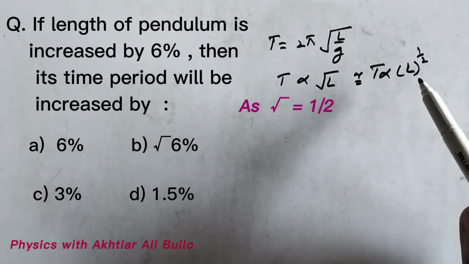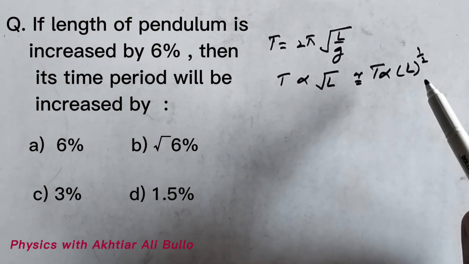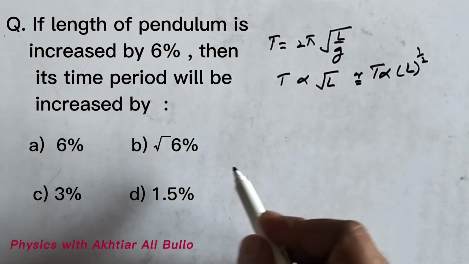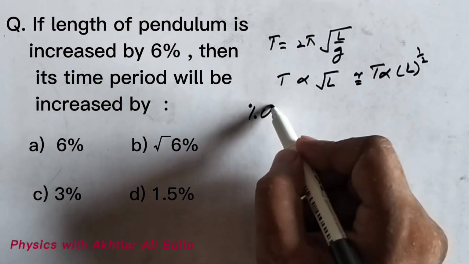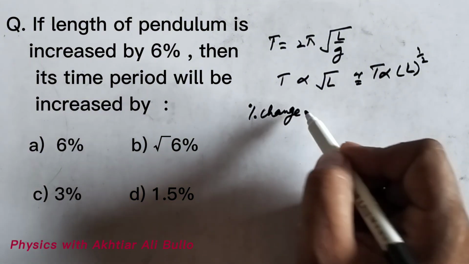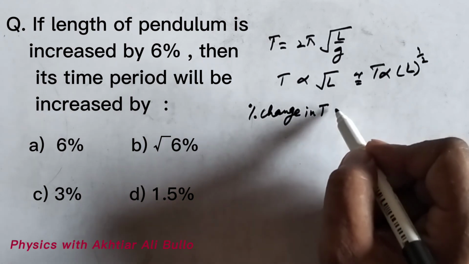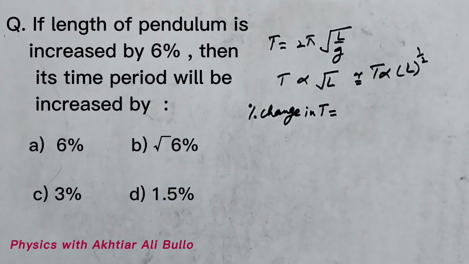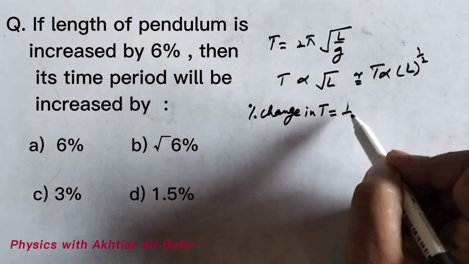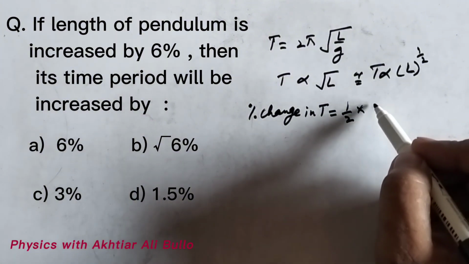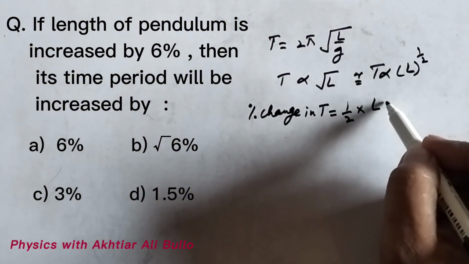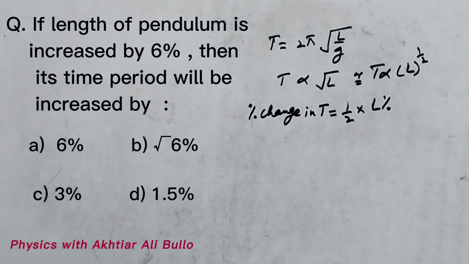To calculate the percentage, this formula will become: percentage change in time period is equal to 1 upon 2 into percentage change in length.